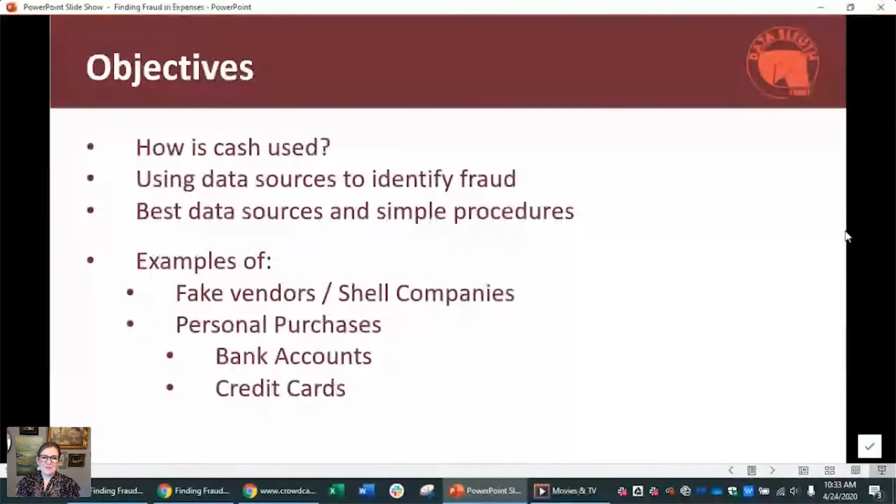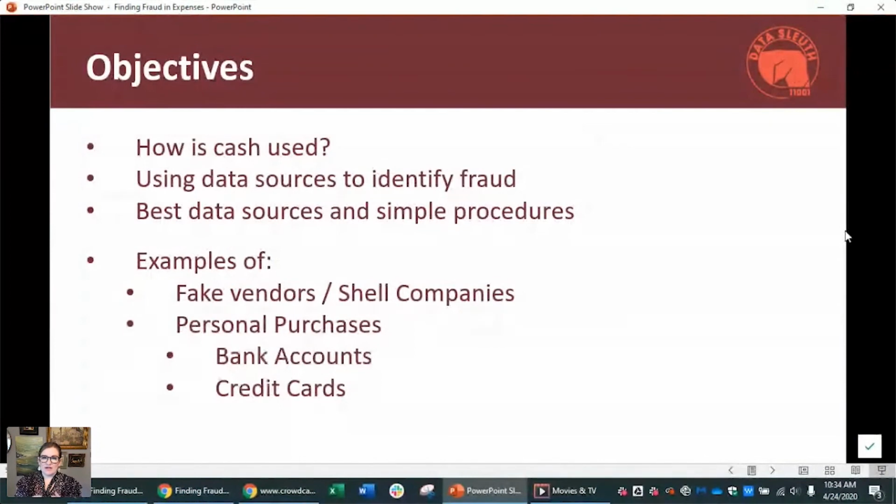All right, so today we're going to talk about how is cash used. Last week, we talked about that cash can be stolen in two broad ways: as it comes into an organization, a business, a nonprofit, it really doesn't matter, and how it leaves the organization. So today we're going to talk about how it leaves the organization.